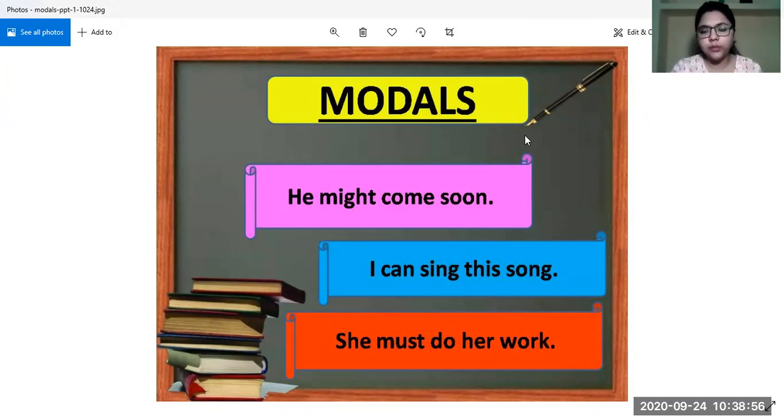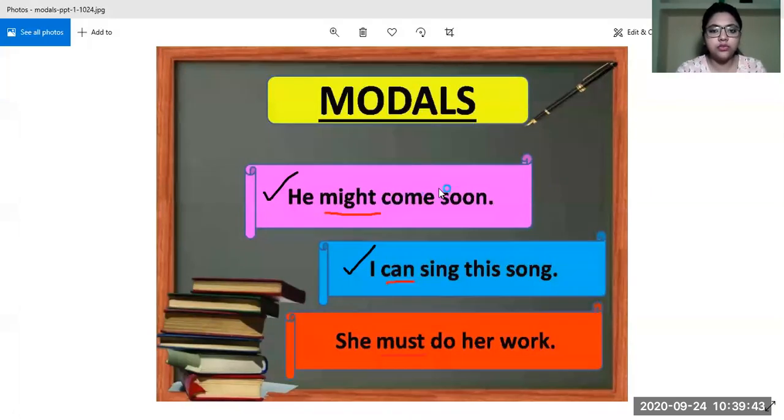But before starting with the explanation, we look at the different sentences and we observe those sentences. So the first sentence is, he might come soon. The second sentence, I can sing this song. While the third sentence is, she must do her work. Now, what do we see? There are some words like might, then can, must, and all these verbs are preceded by these words.